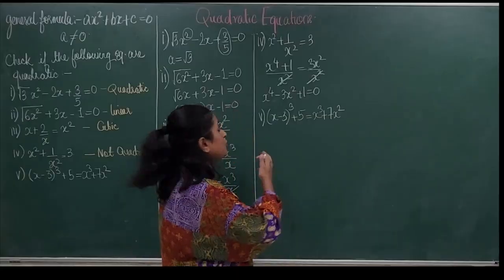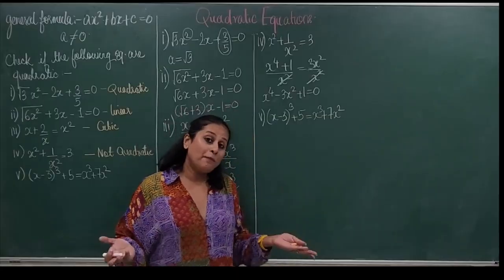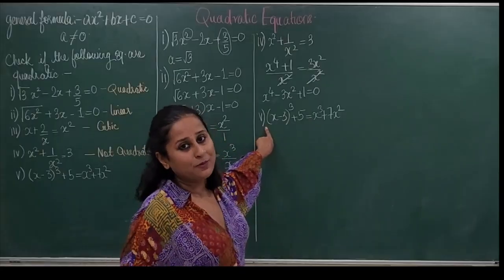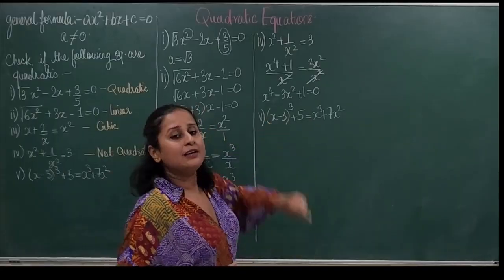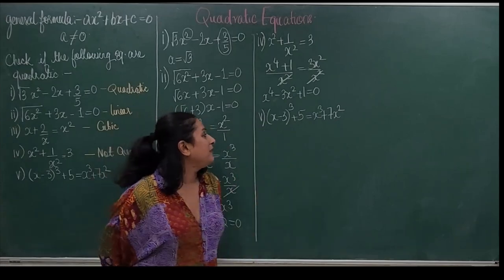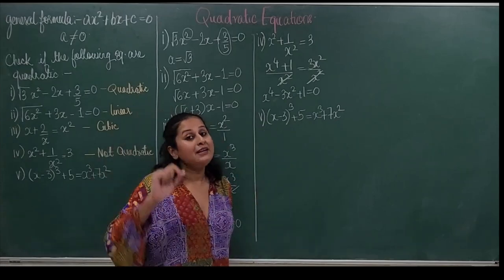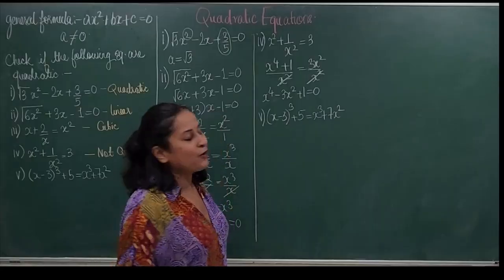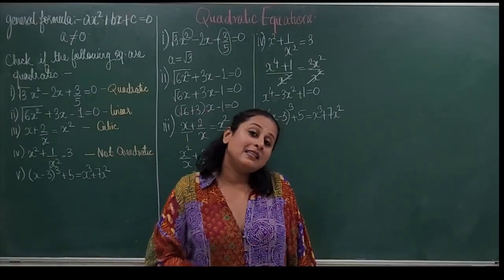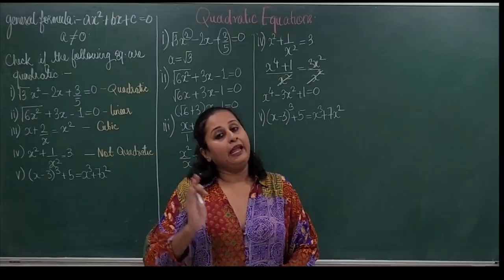Please do not write x cube minus 3 cube. Now you know better. We have to use identities to open brackets. You can't just simply open brackets. Alright, so what formula, which identity is this similar to? A minus b the whole cube. And what is the formula for that? A cube minus b cube minus 3ab bracket a minus b.